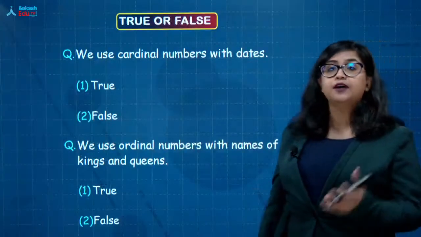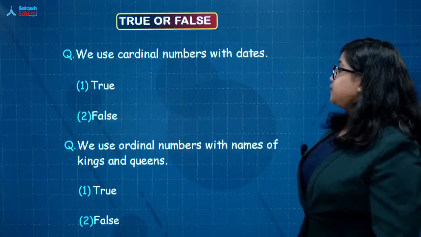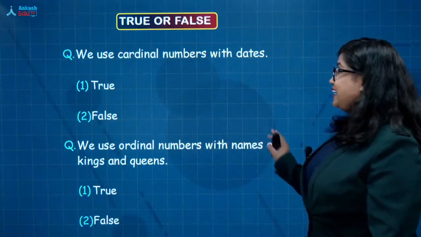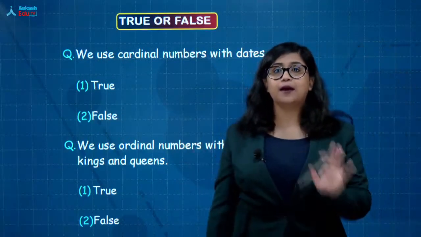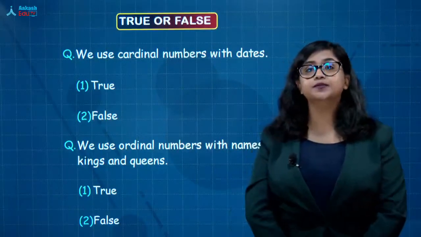Now that we have understood this, let us see if you can answer this question. The first one: we use cardinal numbers with dates, true or false. Come on, think about it and try to guess the correct answer.